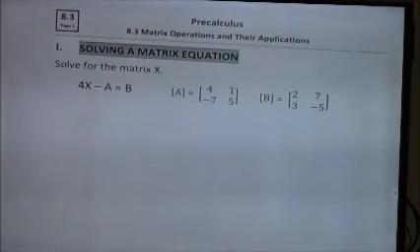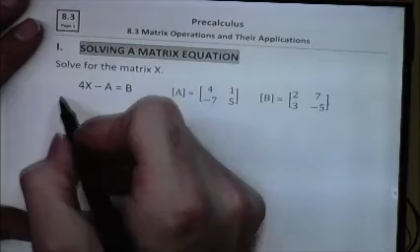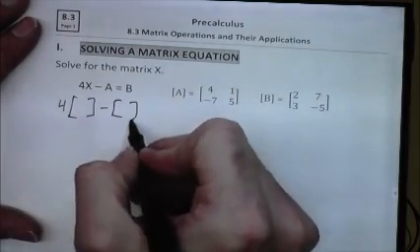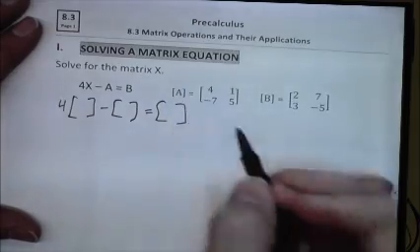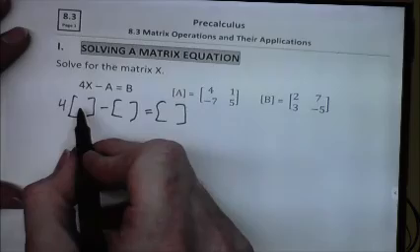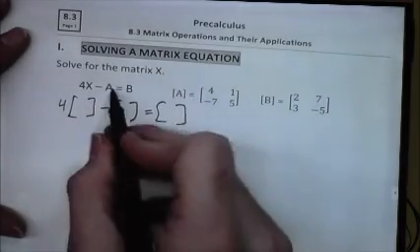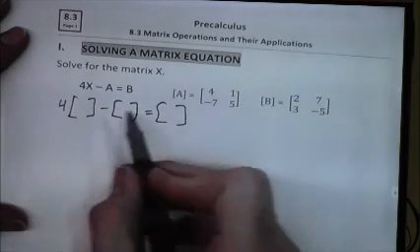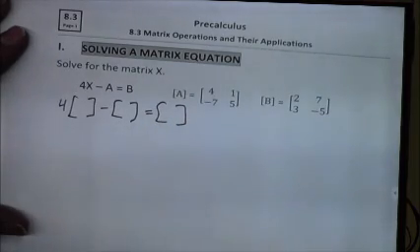You've been doing equations for a long time, many years. You probably haven't done them with matrices. So this is where we have 4 times a matrix minus another matrix equals another matrix. What we're going to do is solve for this matrix. And I'm telling you that A is that one and B is that one. But putting the numbers in is actually making it harder at first.